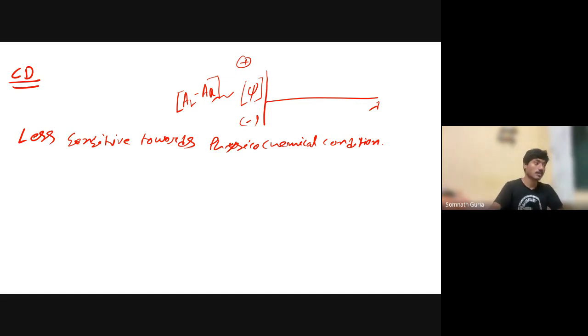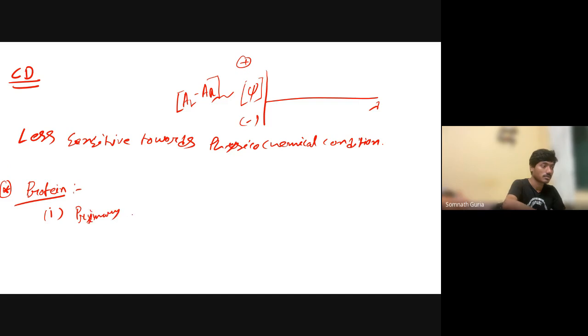Now let's look at some examples. An example in our biological system is protein. Proteins have four different structures. One is the primary structure, which looks like this.